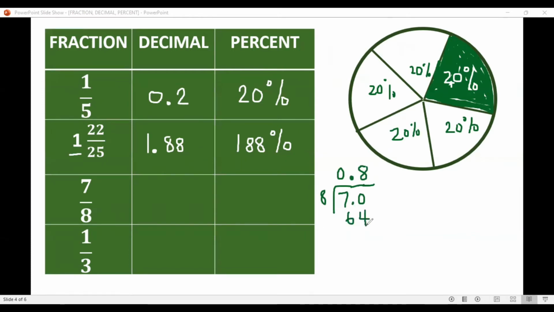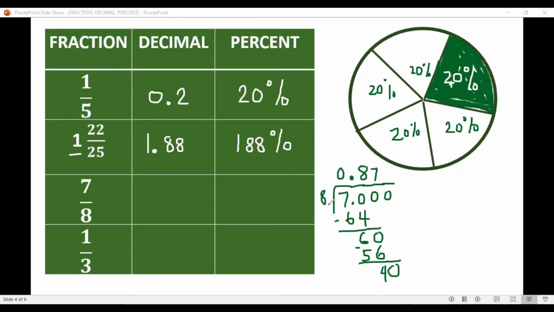And we proceed to subtraction. You subtract 64 from 70. That gives you an answer of 6. We append another 0, so we have 60. 60 divided by 8 gives us 7. So 7 times 8 is 56. And if you notice, division is not yet done. So 60 minus 56 gives us a 4. And you will now have another 0. So you can see that you have up to 3 decimal places.